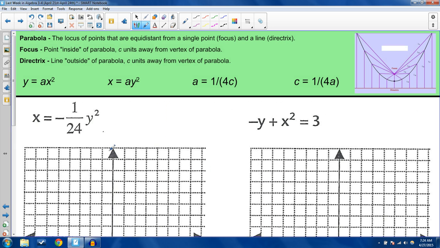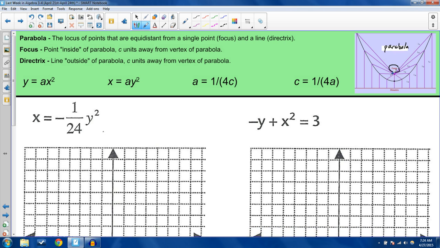Yeah, let's go ahead and talk about parabolas here. Parabolas, the locus of points that are equidistant from a single point and a line. Now that single point's called a focus. It's this guy right here. I'll try and make use of this graph as I write parabola here. There's my focus, and the line is called the directrix.